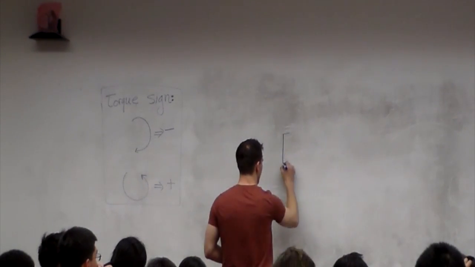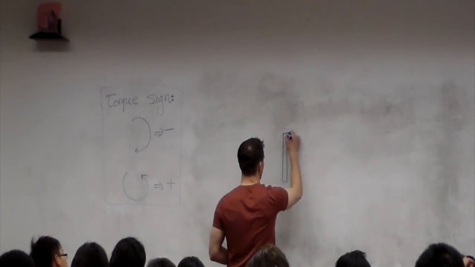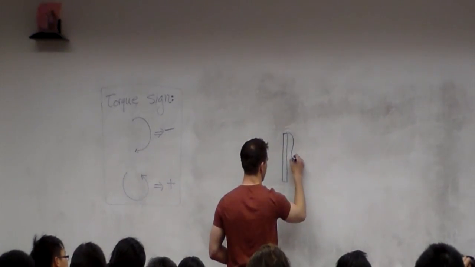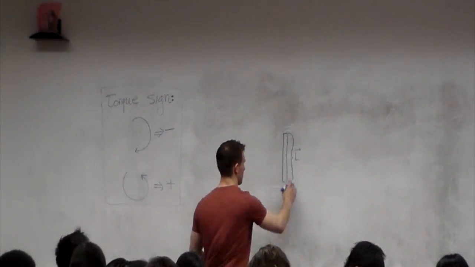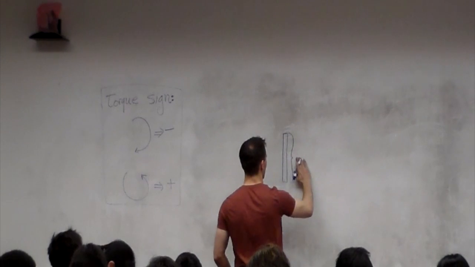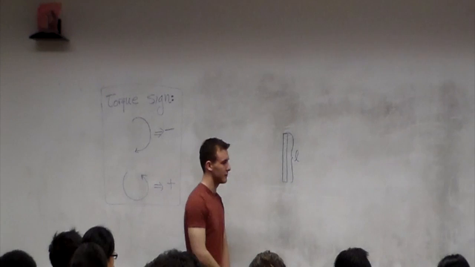Okay, and on that ice skating rink, you have a rod of length L. Oh, and I'm not going to make it L. How about a rod of length little l.